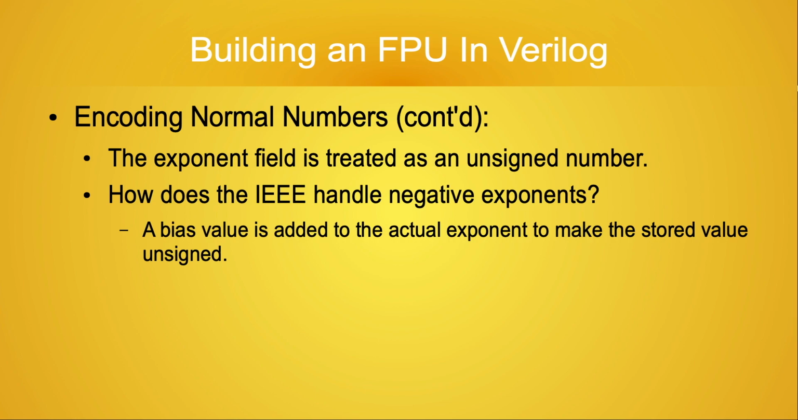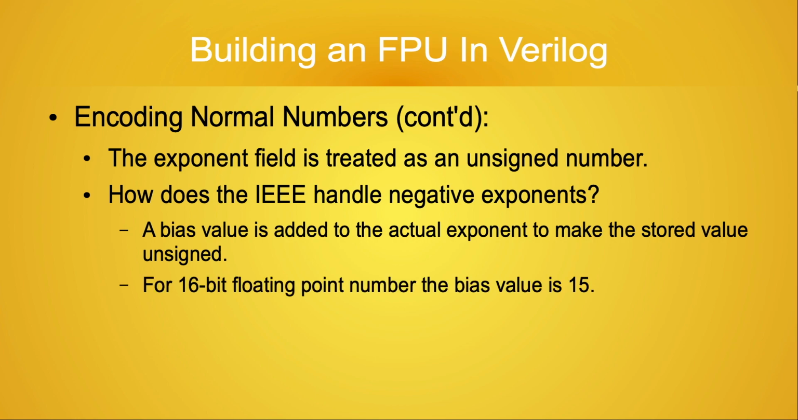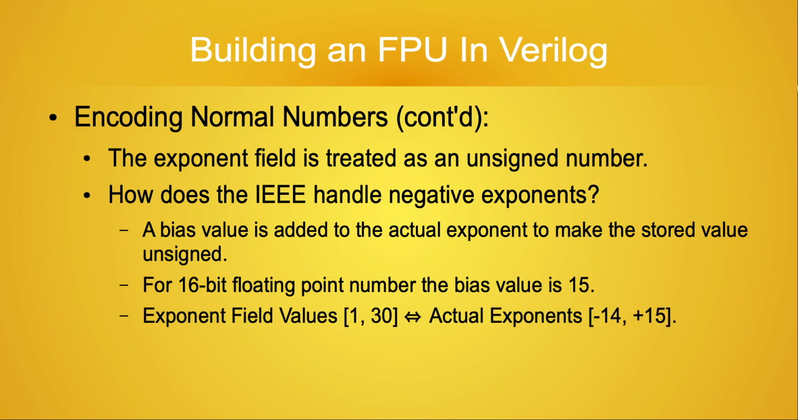The IEEE standard does this by using a bias value. When we extract the exponent field from a floating point number, the actual exponent is computed by subtracting the bias value. For the 16-bit floating point format, the bias value is 15. So the exponent field values of 1 to 30 after subtracting the bias value really represent the exponent values minus 14 to plus 15.